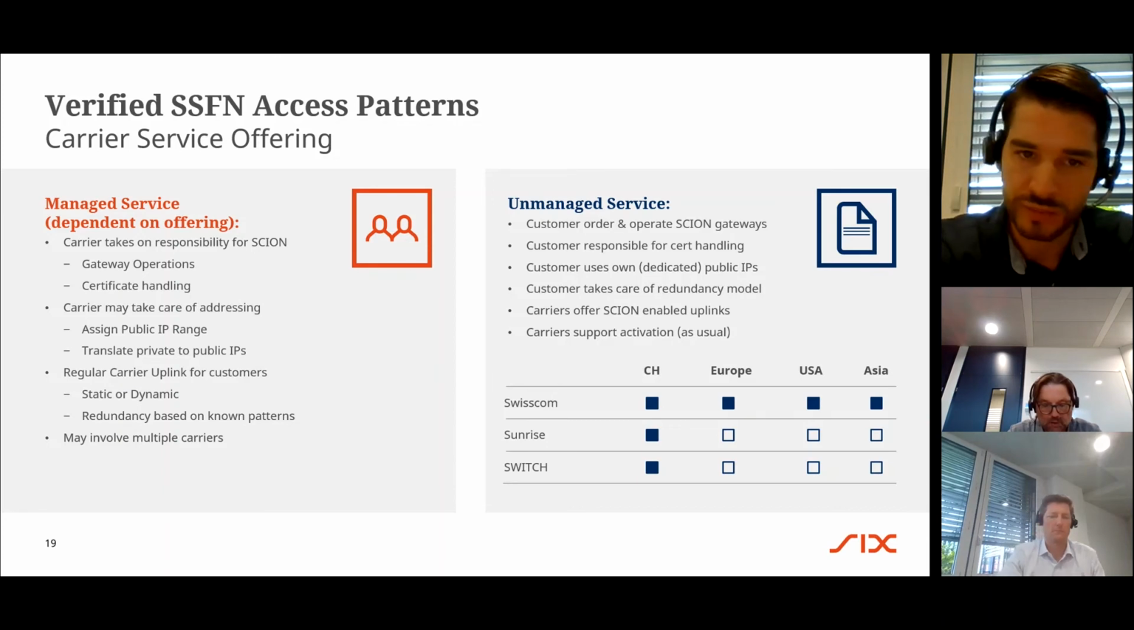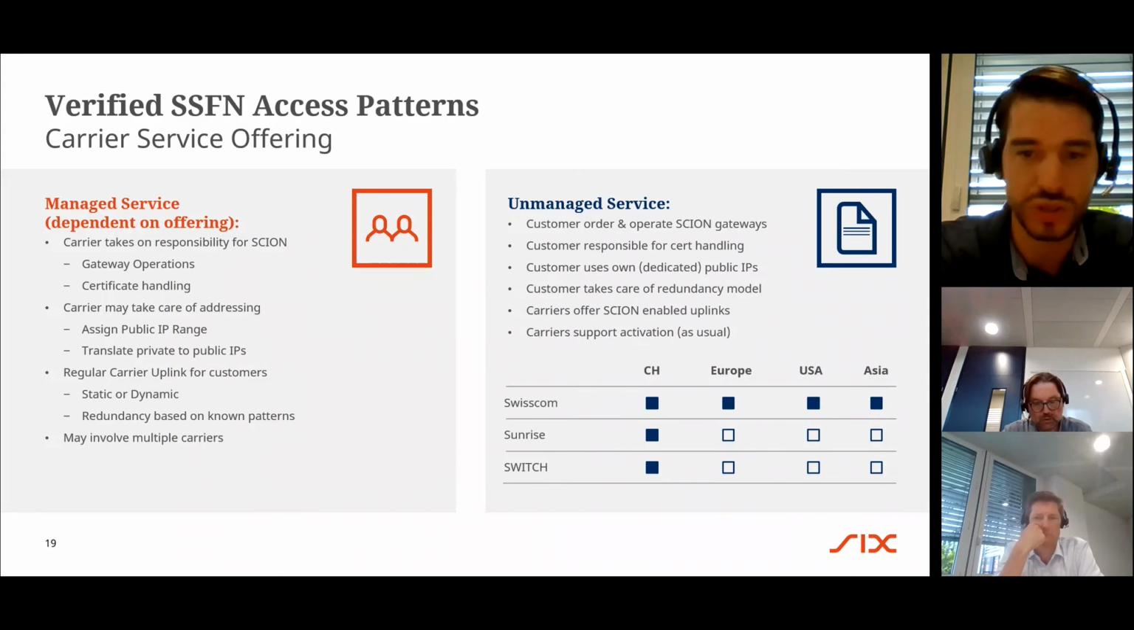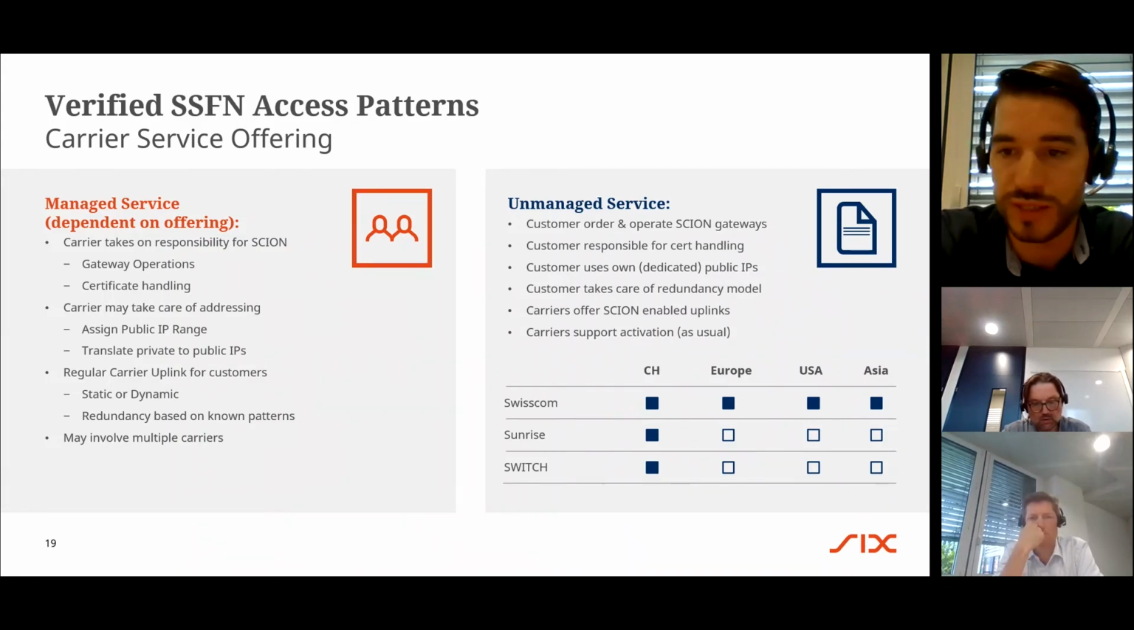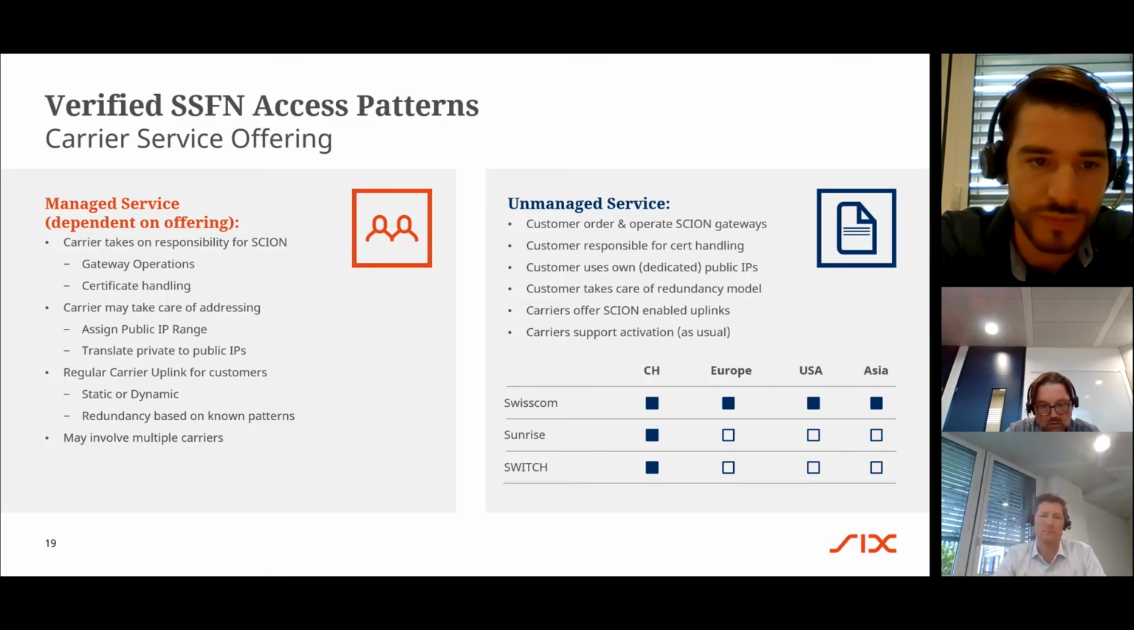The uplinks can be created in any fashion that you know as today. They can be statically routed, dynamic, direct connected, whatsoever, and you can freely choose the redundancy pattern that you use based on existing technologies. It's no different from any VPN technology that you connect as of today.